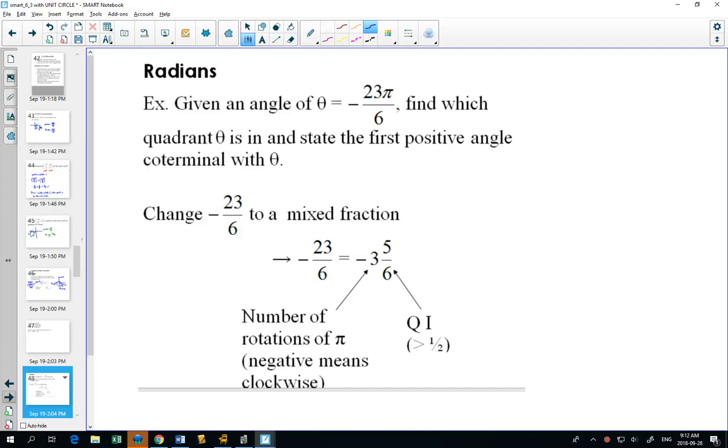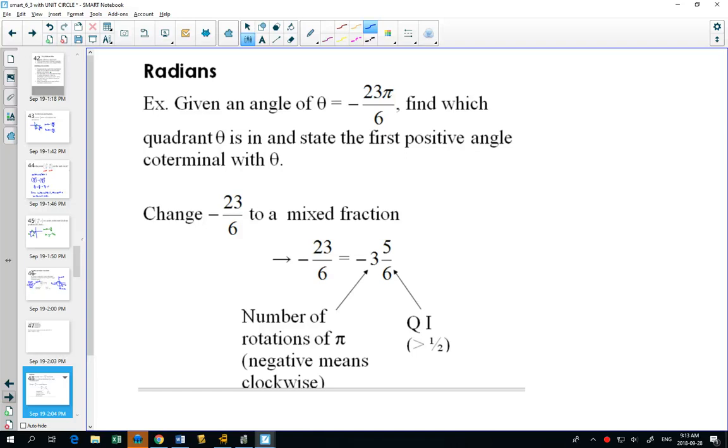In radians, we could do the same thing, but generally speaking, all of our questions in radians are without our calculator. So now we have an angle, negative 23 pi over 6. So it's going in the negative direction. And we want to find out what quadrant it ends in and what's the first positive angle coterminal with theta.